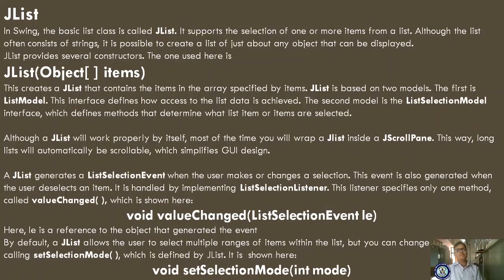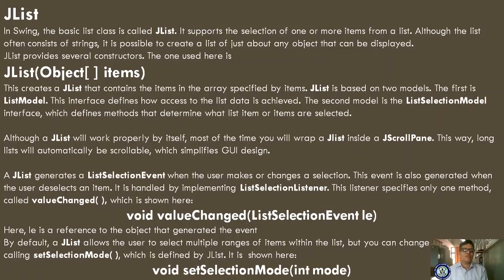Okay, JList is based on two models. The first is the list model. This interface defines how access to the list data is achieved. The second model is the list selection model interface, which defines the methods that determine what list items are selected. By using the second model, your already selected items will be displayed.